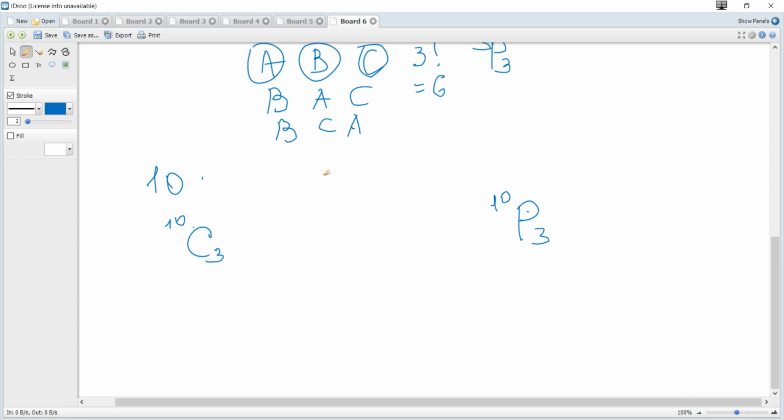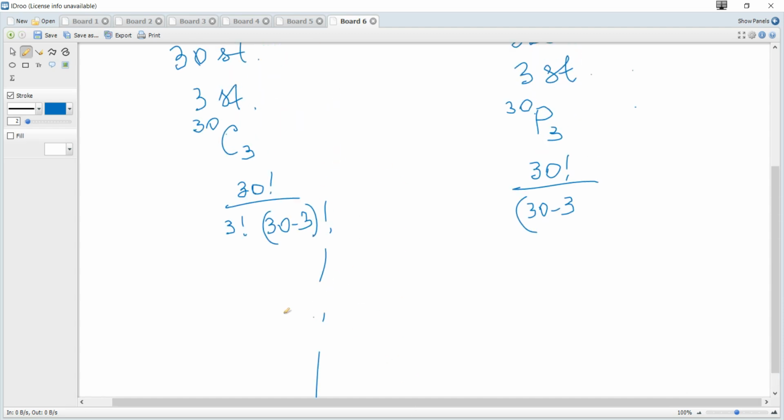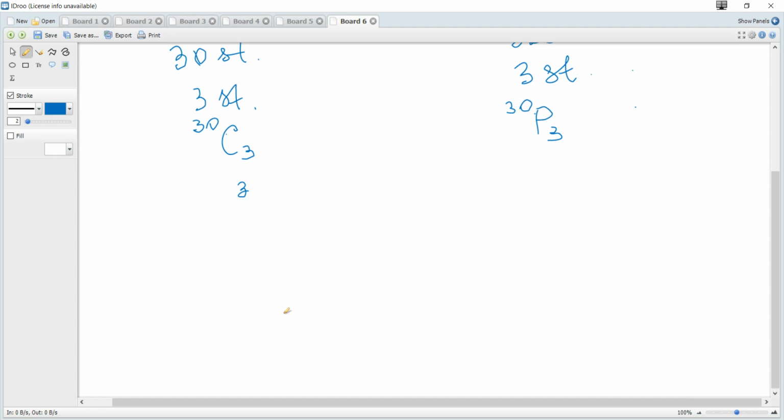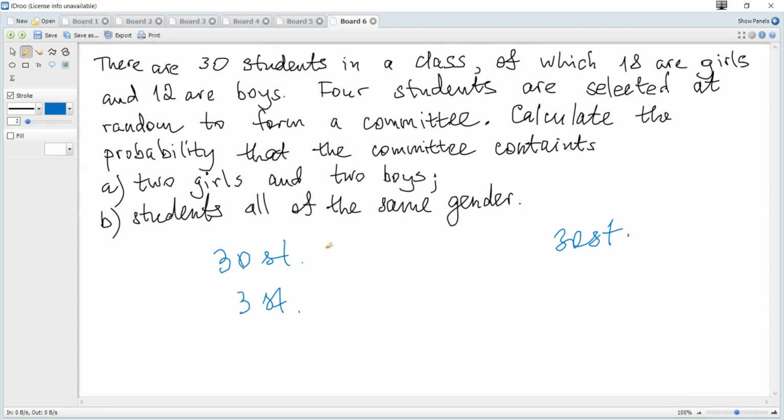And now let's consider this problem. There are 30 students in a class, of which 18 are girls and 12 are boys. 4 students are selected at random to form a committee. Calculate the probability that the committee contains 2 girls and 2 boys.